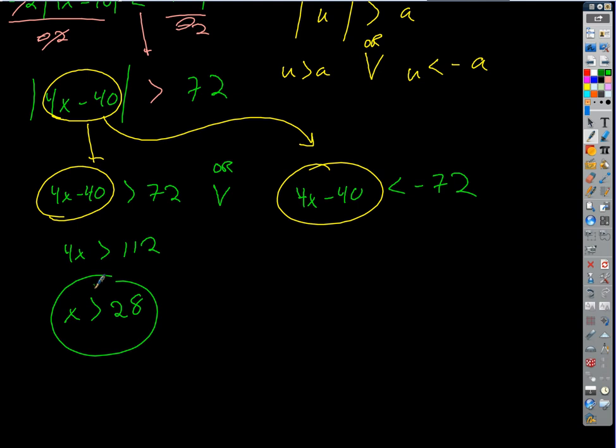There's one possibility. Or, what do we get over here? If I add 40 to both sides, I get 4x is less than negative 32. If I divide by 4, x is less than negative 8. So there's my answer. X is greater than 28, or x is less than negative 8. Right? Okay, no biggie. We can do that.